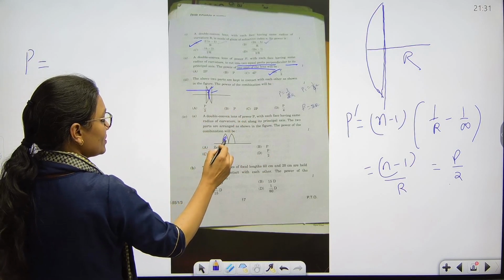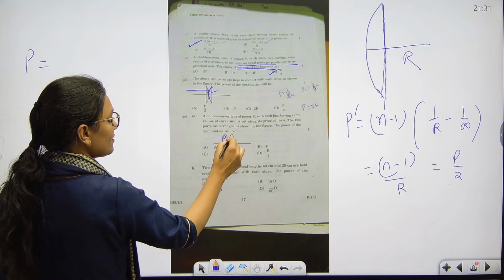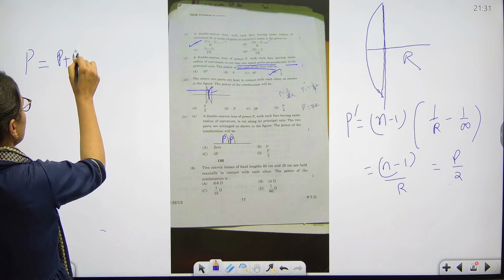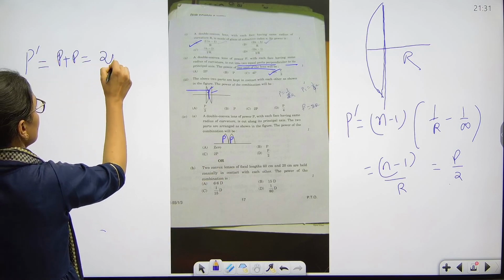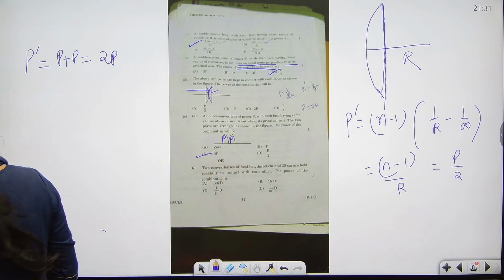The power of this one plus the power of this one. The initial one, this part was having power P, this one is having power P, the total power will be P plus P, that is 2P. So the new power will be 2P. Option number C. Okay, clear hai?